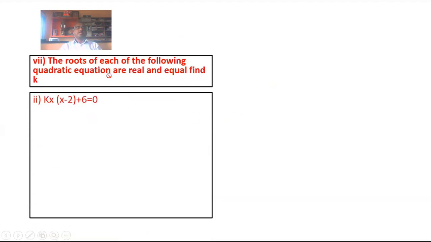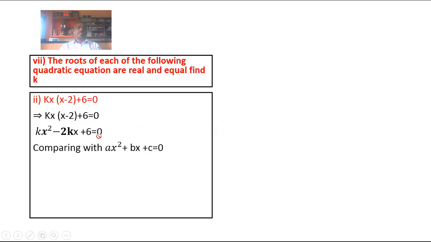Second, the roots of each of the following quadratic equations are real and equal, then find the value of k. k multiply x minus 2 plus 6 is equal to 0. First, convert this quadratic equation into the general form or standard form of the quadratic equation. Multiply k with each and every term in the bracket. k multiply x, then we get kx square. kx multiply x minus 2 plus 6 is equal to 0. kx multiply x, then we get kx square minus kx multiply 2 is 2kx plus 6 is equal to 0. This is the quadratic equation.